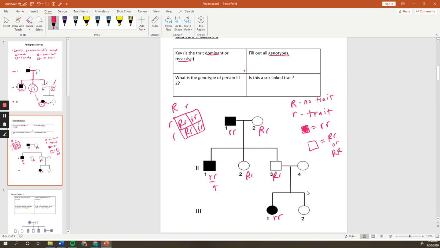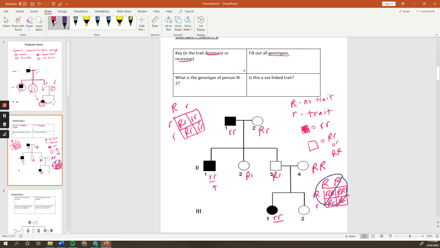All right, number 4, or person 4 here. Okay, so we know that these guys have a kid who's little r. So can this person be big R? No, they cannot be big R. Just to prove it, let's do a Punnett square to see if that person is big R. Then all of these are going to be no trait. Okay, so this cannot work like this.